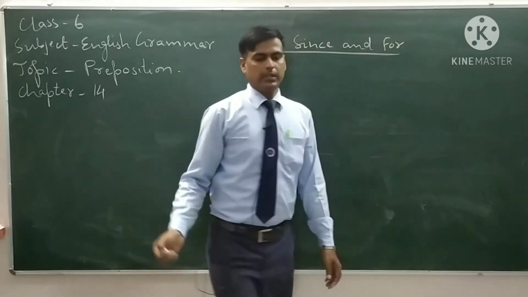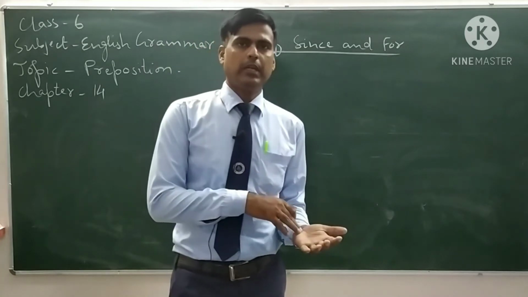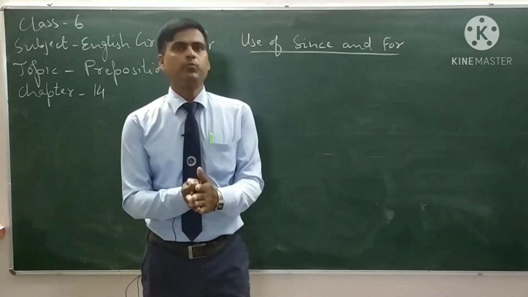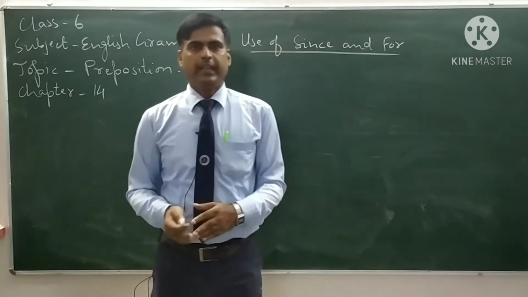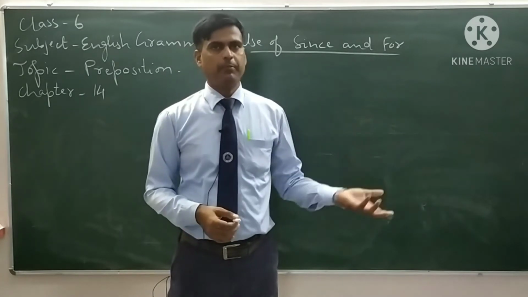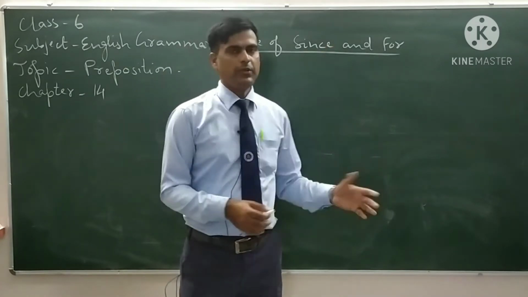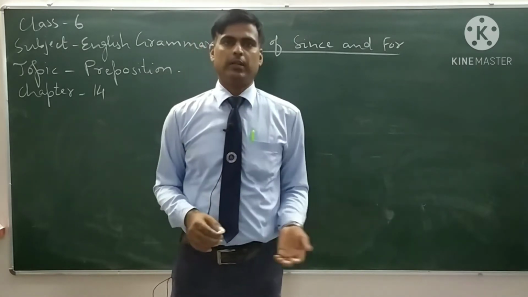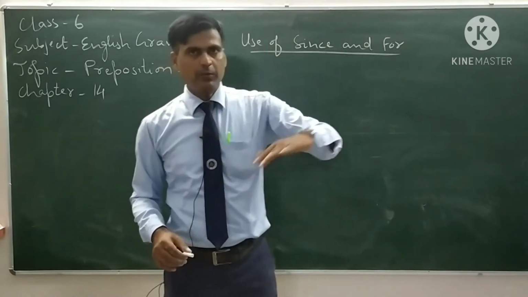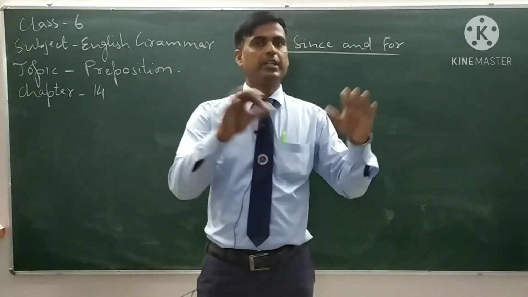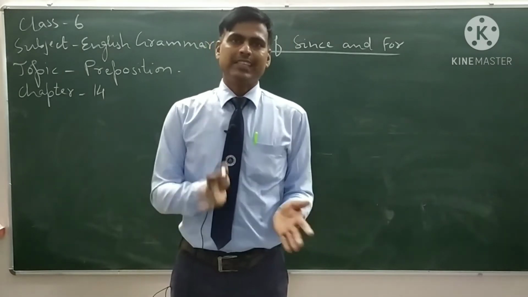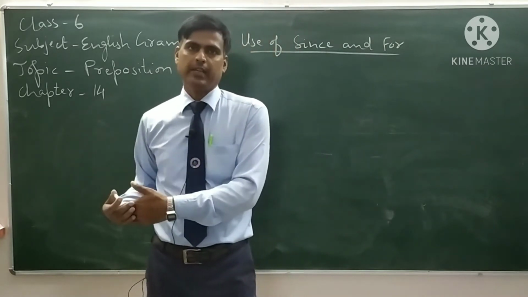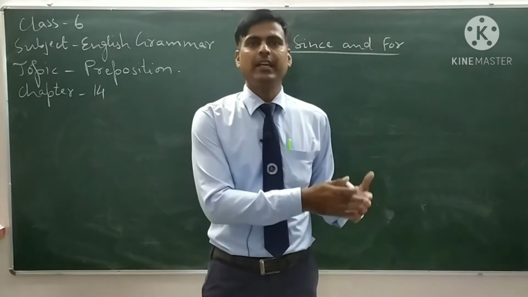We use since for the definite time and for for indefinite time. Here you can say, if we know the starting point of any work, any happening, we use since. And if we know only the duration of that work, we will use for. So for starting point we use since, and for duration we use for. Since is used for a point of time and for is used for a period of time. This is the difference between since and for.